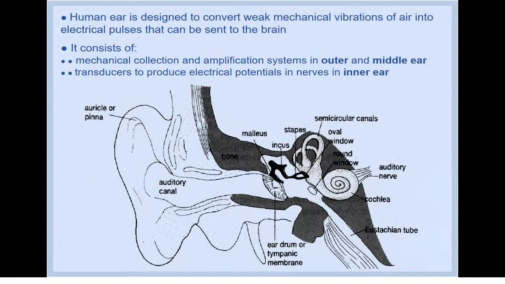So, and now please let's look inside the human ear to recognize structures and to recognize physics aspects of hearing. The human ear is designed to convert weak mechanical vibrations of air into electrical pulses that can be sent to the brain. It consists of mechanical collection and amplification systems in the outer and middle ear, and transducers to produce electrical potentials in nerves in the inner ear.